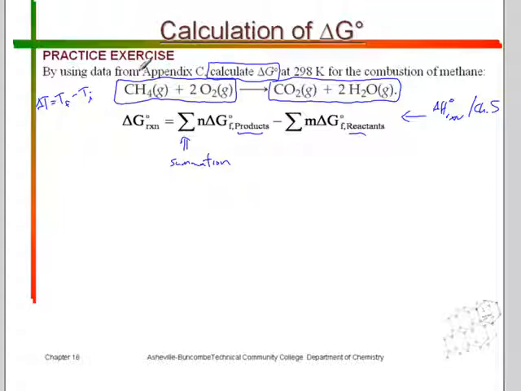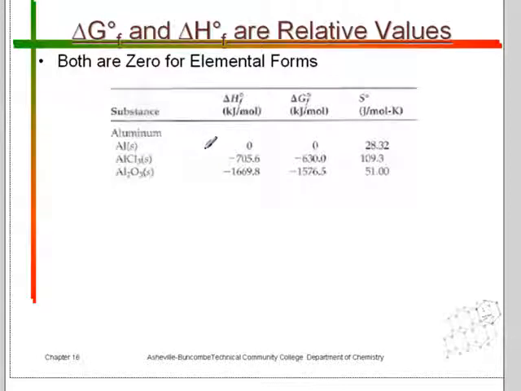One is, what is Appendix C? You should look at Appendix C. I have an example of it on the next slide. Appendix C is a big table, and it lists different substances, and it shows you the enthalpy of formation, Gibbs free energy of formation, and then the entropy for those different chemicals or elements. And it's from this table that you find your values.